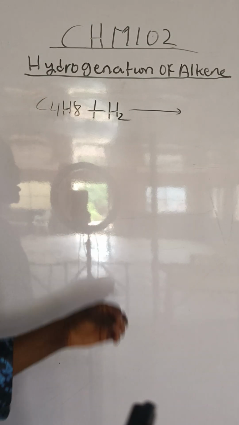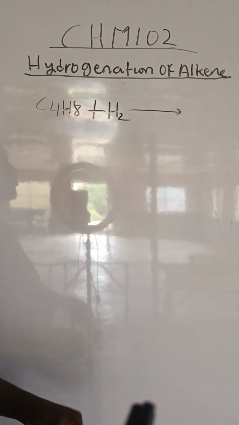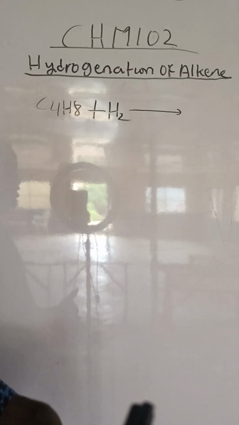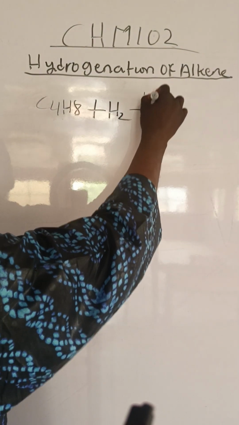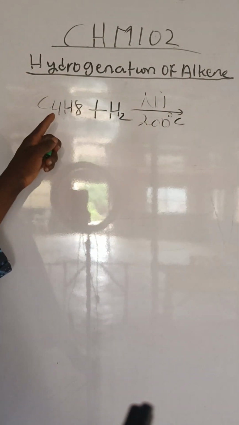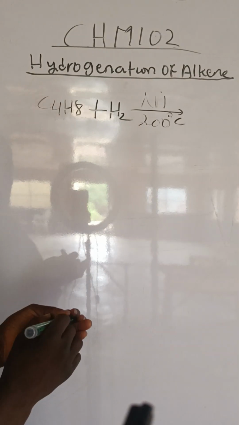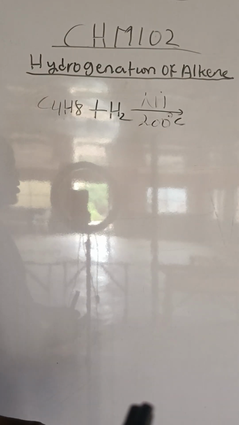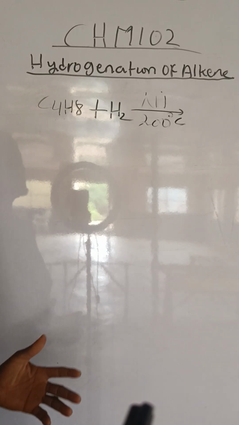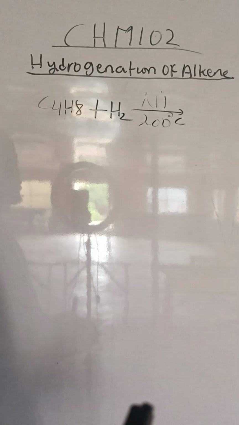Why do we add catalyst? So that the reaction is going to be fast. That is why we are going to add catalyst. Now the catalyst will be nickel, and the temperature of 200 degrees Celsius. If you add this to this, are you getting the point? What will it give us? Under the influence of catalyst. What is the catalyst here? We are using nickel as catalyst, and the temperature of 200 degrees Celsius.